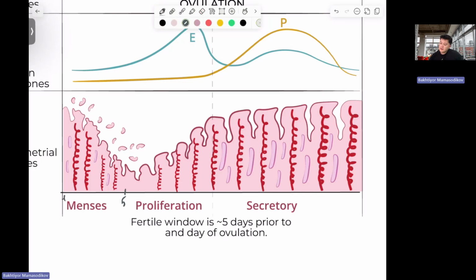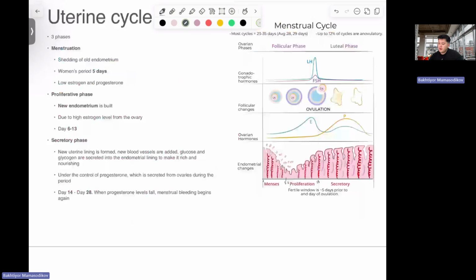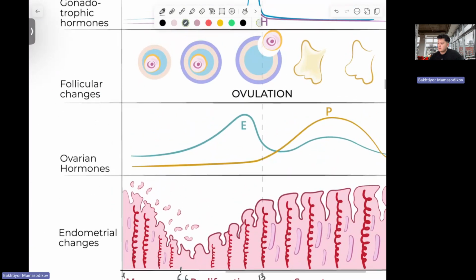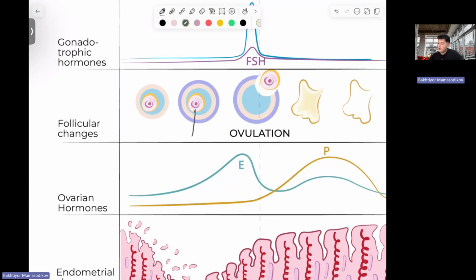happens. After that, starting from the 6th day until the 13th day, this is called the proliferative phase of the uterine cycle. In the proliferative phase, the new endometrium is built, due to the high estrogen level which comes from the ovary. From day 5 to 6, the ovary forms the ovum, and around the ovum there are follicular cells, and these follicular cells release estrogen, so the estrogen level is high.